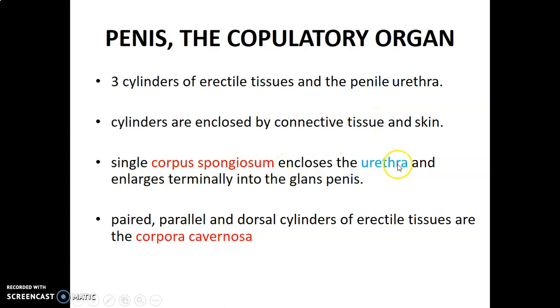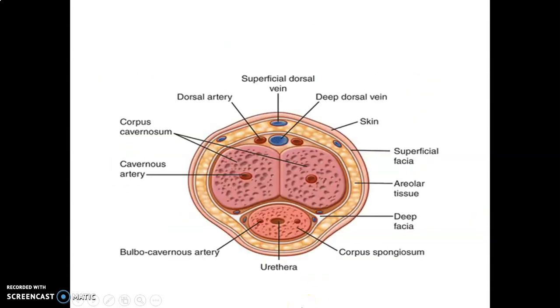This usually encloses the urethra and enlarges terminally into the glans penis. So the corpus spongiosum is the first cylinder of erectile tissue. Then the other 2 erectile tissues are the paired, parallel, dorsal cylinders of erectile tissue, which we call the corpora cavernosa. So that's why we have 3: 2 corpora cavernosa and a single corpus spongiosum.